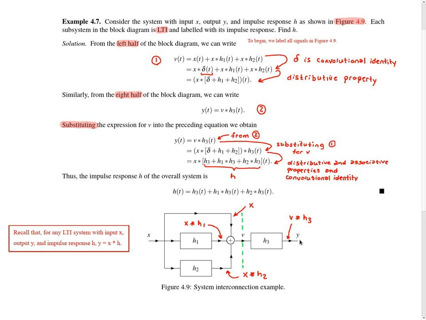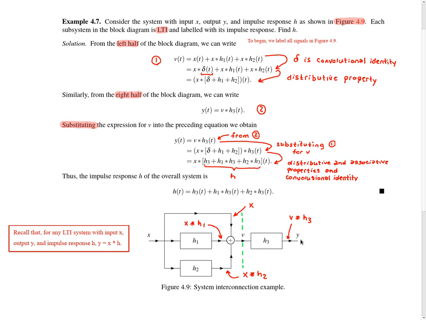Now the way that I'm going to approach this is I'm going to divide this problem into two smaller problems. I'm going to first analyze the left side of this block diagram. In other words, I'm going to consider a system with input x and output v. And I'm going to consider a second system, which is the right side of this block diagram. In other words, a system with input v and output y.